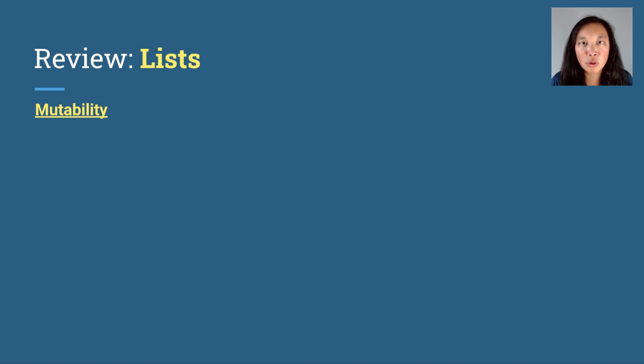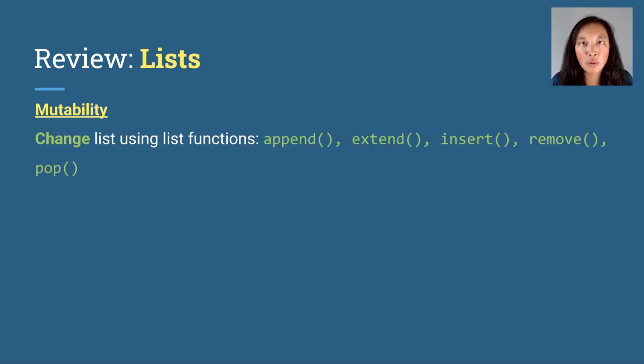We also talked about mutability of lists, and we specifically talked about some list functions that change or mutate the contents of a list. So they are append, extend, insert, remove, and pop. We talked about get versus mutating a list.